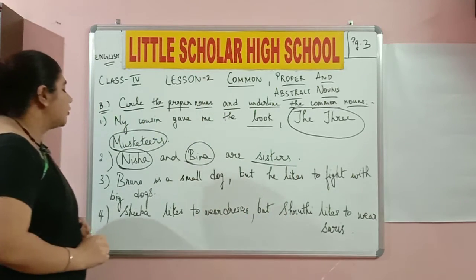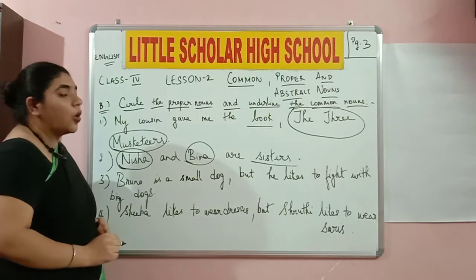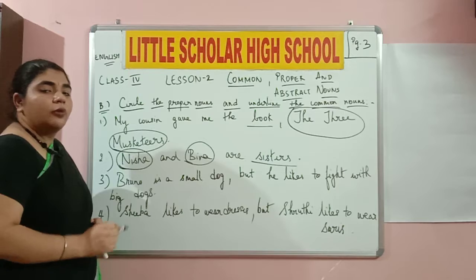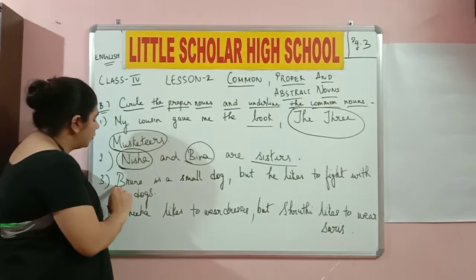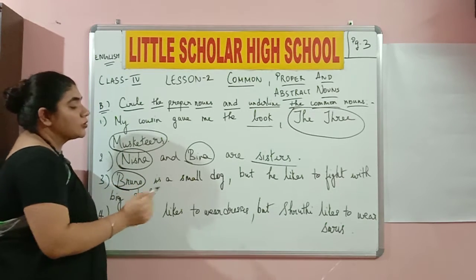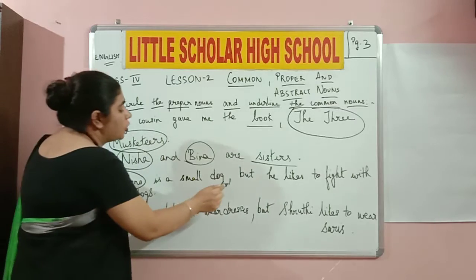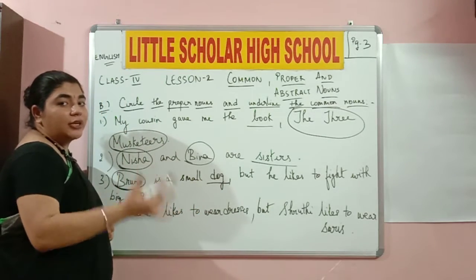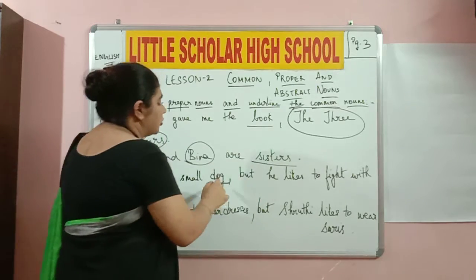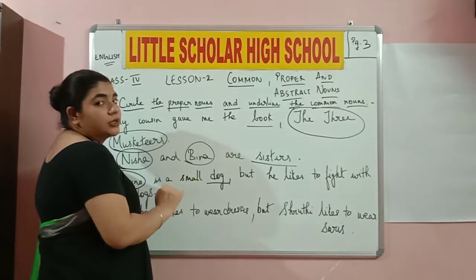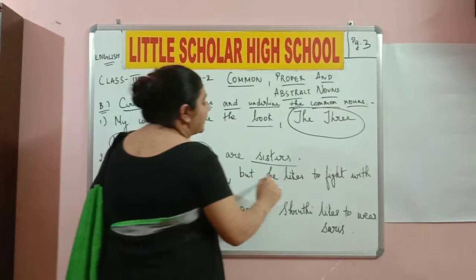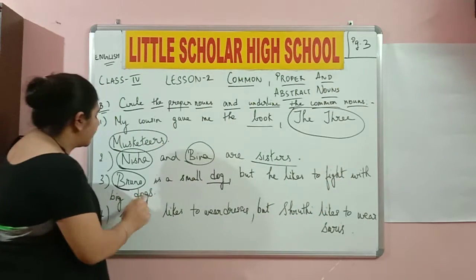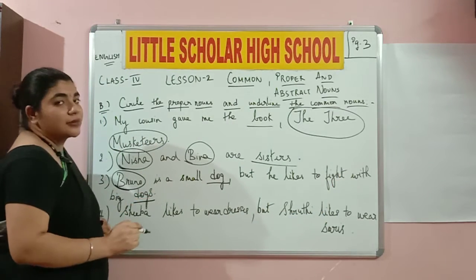Third one, Bruno is a small dog. So Bruno is a proper noun because it is the name of the dog. Dog is an animal, so dog is a common noun. Okay, so dog is underlined. Why did I underline it? Because it is a common noun. But he likes to fight with big dogs. You can also underline this because it's a plural noun.